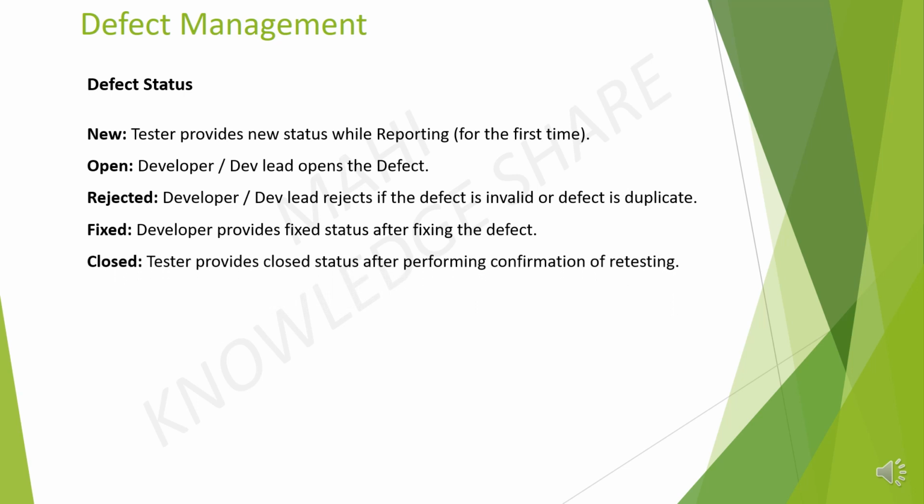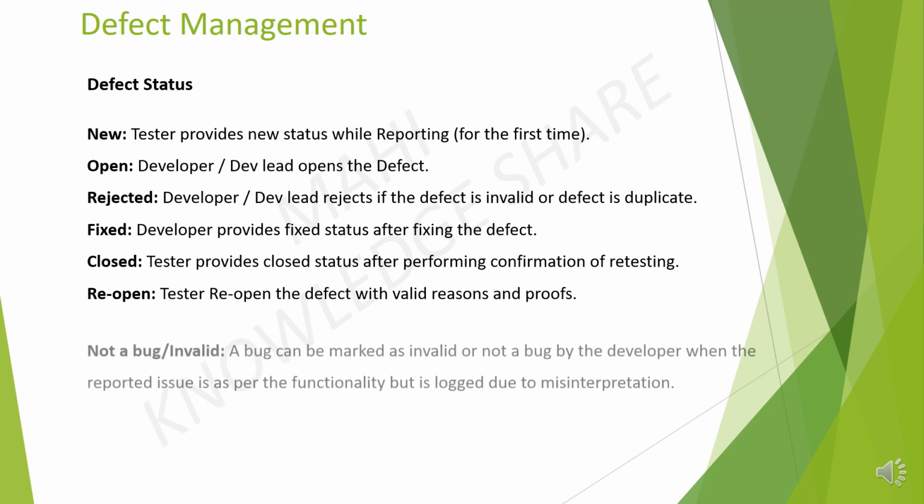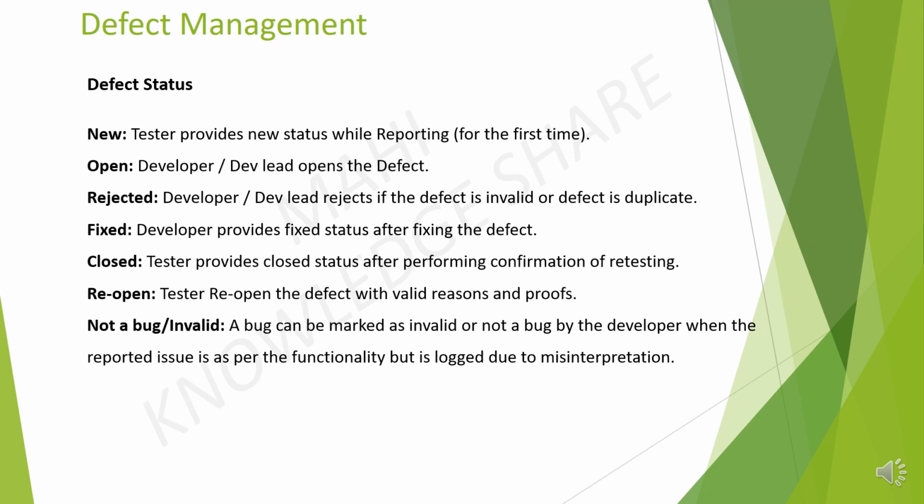Then closed. Here the tester provides closed status after performing confirmation retesting. Then reopen. Here the tester reopens the defect with valid reasons and proofs. Then not a bug or invalid. It means a bug can be marked as invalid or not a bug by the developer when the reported issue is as per the functionality but is logged due to misinterpretation.